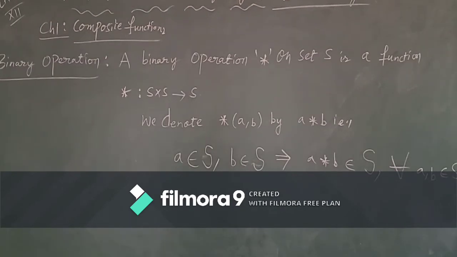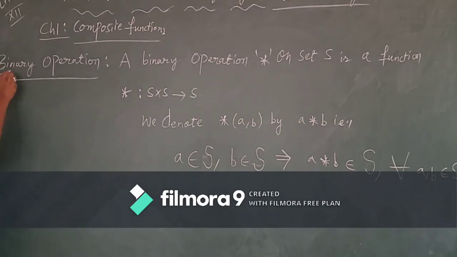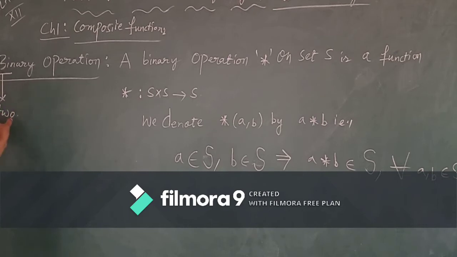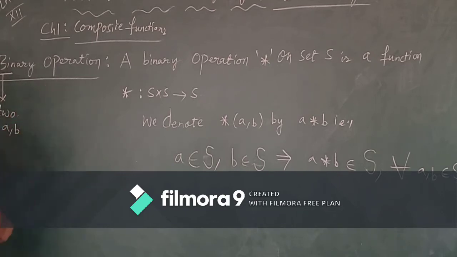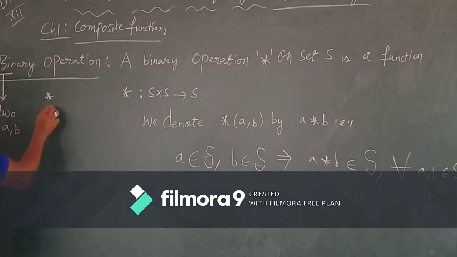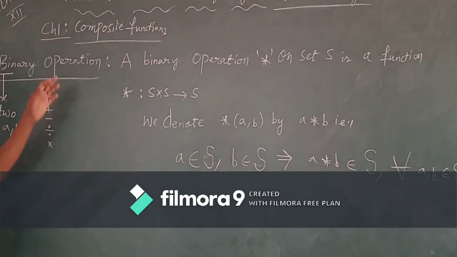So, in binary operation, bi means 2. The operation which is done on two operands is called a binary operation. So, for two numbers a, b, the binary operation is a star b, and the star means plus, minus, divided by, into and so on, like in sets union, intersection and so on.